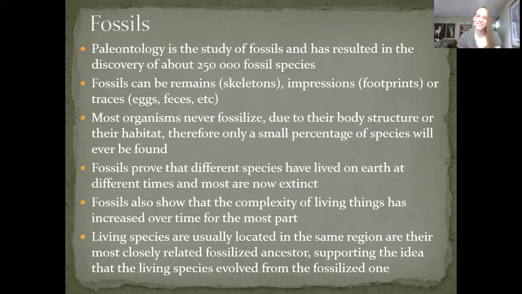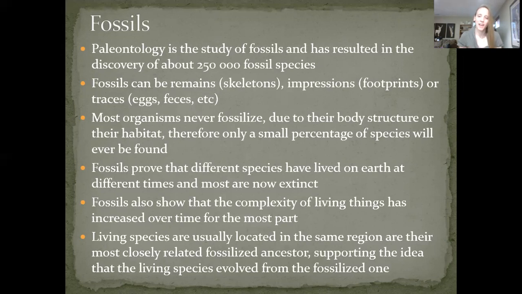So paleontology is the study of fossils. We have discovered about 250,000 different fossilized species. Fossils can include remains, which are like skeletons, that's what we often think of when we're thinking of fossils, but it can also include impressions, which are things like footprints, as well as traces, which are things like egg and feces, anything that would be left behind by an organism, but not the organism's body or skeleton itself.